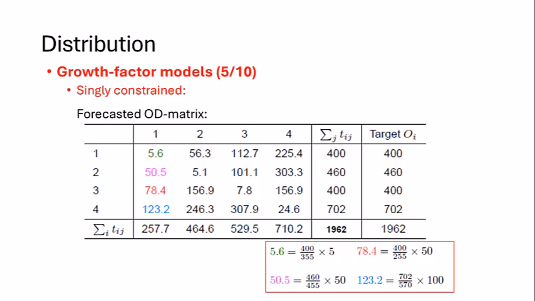The result of this calculation is a forecasted OD matrix. The structure of trips remains largely the same as the base year, but the numbers reflect the projected growth in origins or destinations. This gives us a quick way to predict future patterns, provided we trust the growth assumptions.